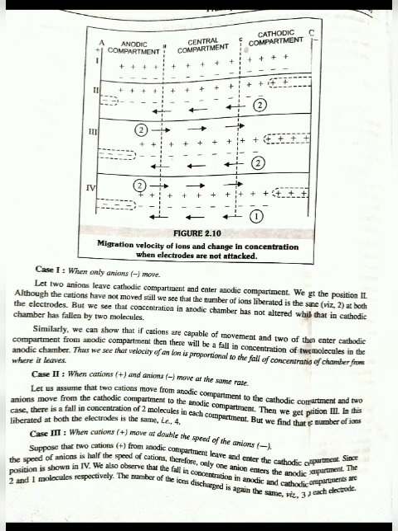Case third, when cations move at double the speed of the anions. Suppose that 2 cations leave the anodic compartment and enter the cathodic compartment. Since the speed of anions is half the speed of cations, therefore only one anion enters the anodic compartment. The position is shown in fourth. We also observe that the falls in concentration in the anodic and cathodic compartments are 2 and 1 molecules respectively. The number of ions discharged is again the same, that is 3 at each electrode.